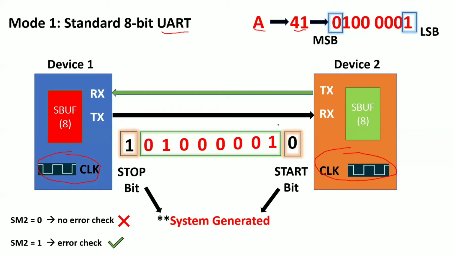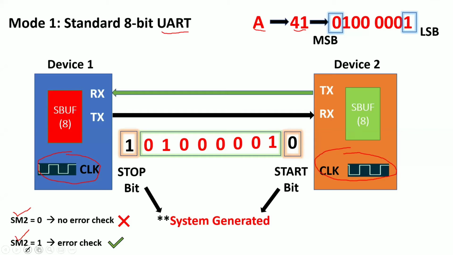Because I want to check the errors. Now when will I check the errors? During the reception. So after receiving the data, I will store the data in the SBUF, right? Now we will check here. When I check the data depends upon the bit called SM2. I told you already: whenever SM2 is 1, you will check the errors. Whenever SM2 is 0, I will not check the errors, right?